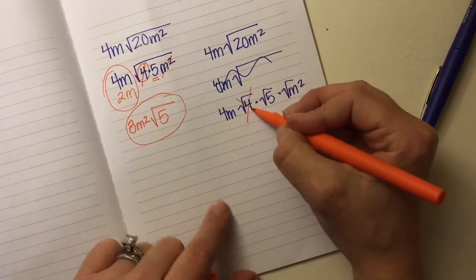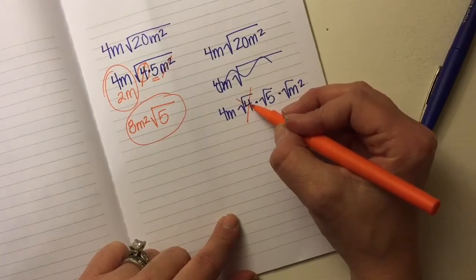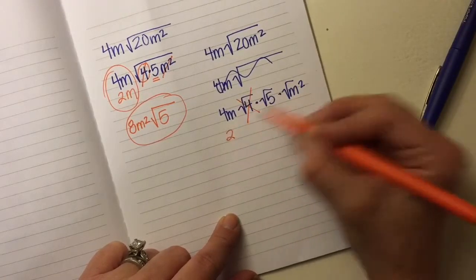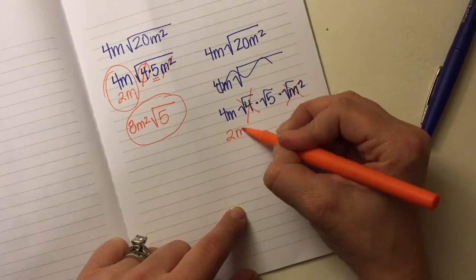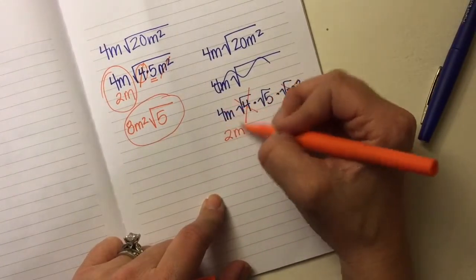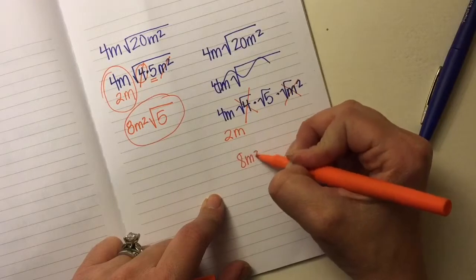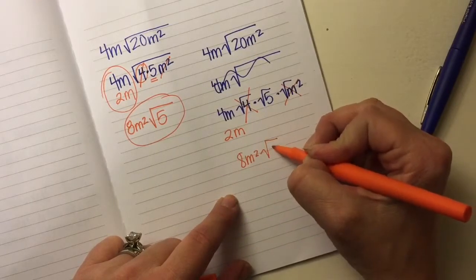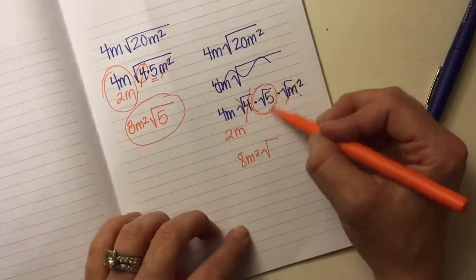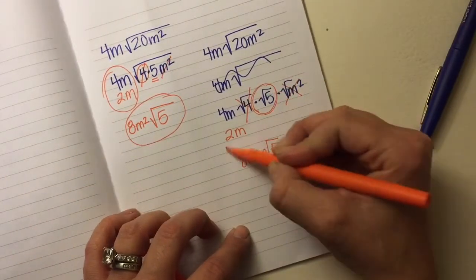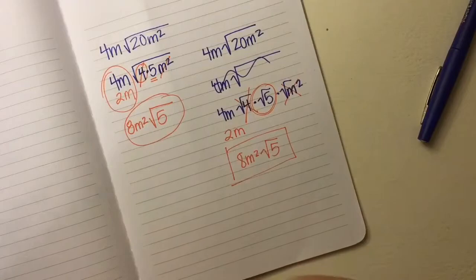So now it's kind of easier to see. A better way of writing the square root of 4 is just as 2. And a better way of writing the square root of m squared is just as m. So again, with those things on the outside, 8m squared, and then underneath the radical sign, the only one that couldn't come out, this is the simplest way to write that. Okay, because it doesn't have any perfect square factors.